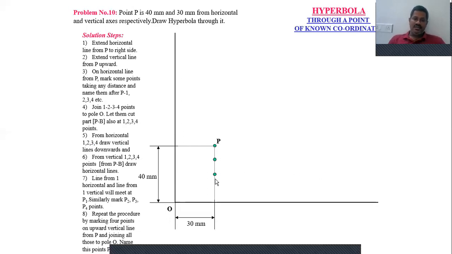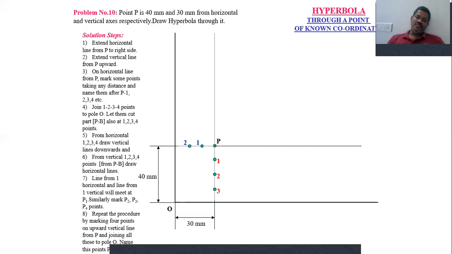After locating that point, divide this height into an equal number of divisions. In this case, I'm dividing into 4 equal divisions, 1, 2, 3 and 4. Similarly, divide this horizontal line also into a convenient number of equal divisions. This height I have divided into 4 equal divisions, but this I have divided into 3 equal divisions. It doesn't matter. Extend point P along the horizontal axis and extend point P along the vertical axis like this.